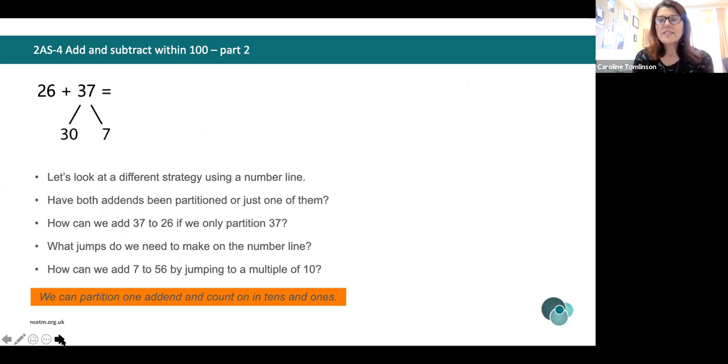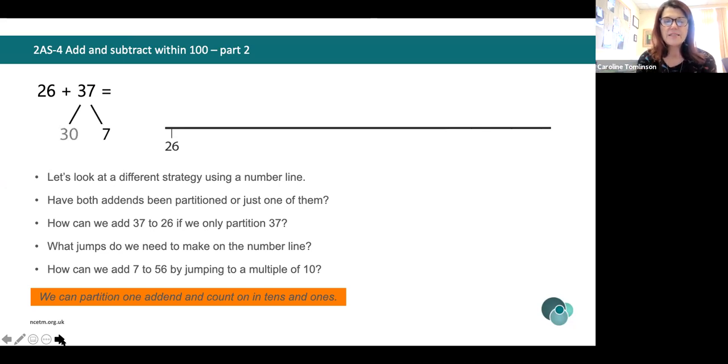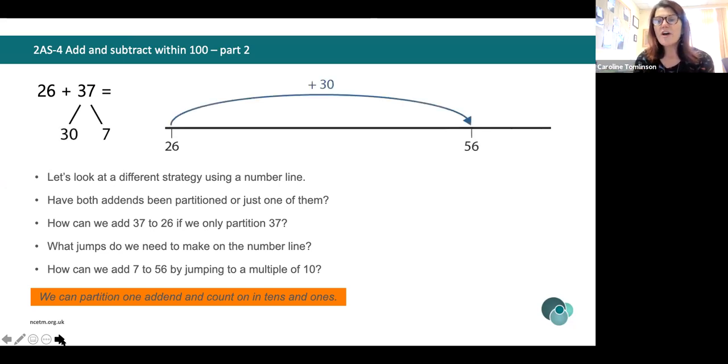There's a different strategy some children might prefer when using addition, and that's only to partition one of the numbers. So 26 add 37. We're going to start with 26. We're going to keep one of our numbers. We're going to partition the 37. So firstly, we're going to start by adding on the 30 of the 37. 3 tens onto 2 tens give me 5 tens, and you can see how my ones hasn't changed.